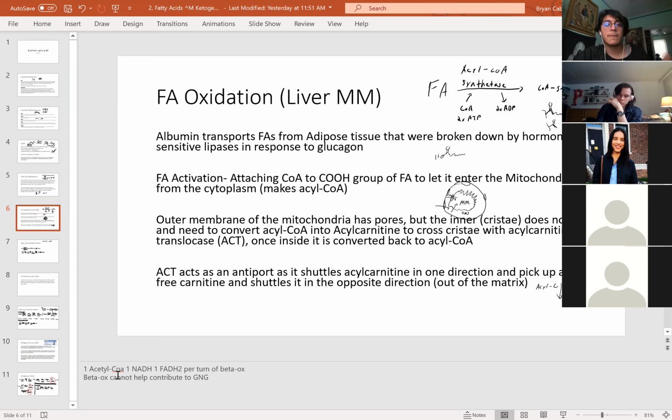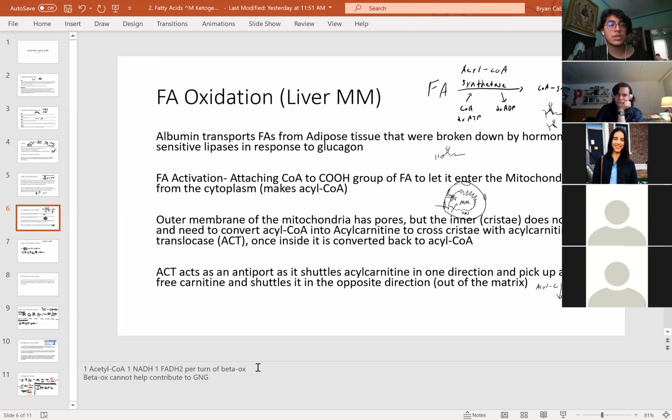So just overall, I'm going to have the products of fatty acid oxidation here at the bottom. So you're going to be producing one acetyl-CoA, one NADH, one FADH2 per beta oxidation turn. If you have a huge hydrocarbon chain, you're going to be having multiple turns of beta oxidation, because a single turn is just going to get rid of 2 carbons from the fatty acid that you're working with. And so if you have a big one, you're going to have multiple turns.